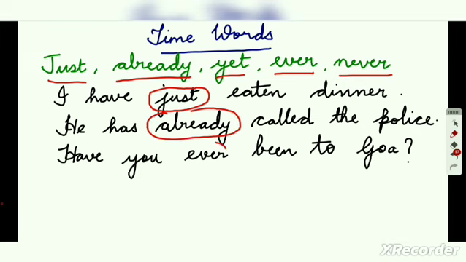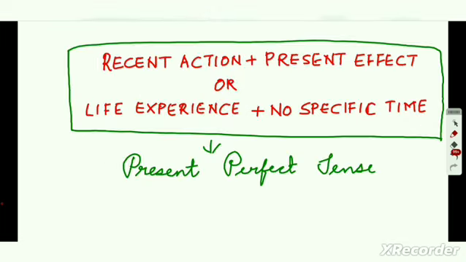Notice that we do not mention a specific time such as yesterday, last week, or last year when using these examples. Okay, so in a simple way, you can remember that recent action plus present effect, or life experience plus no specific time, we need to use the present perfect tense. In these two scenarios, we need to use the present perfect tense. Completed action plus present result is the present perfect tense.